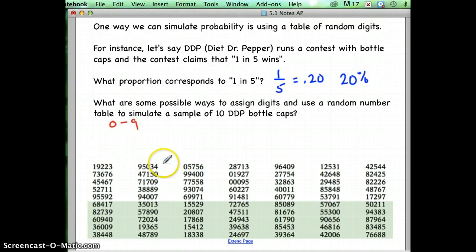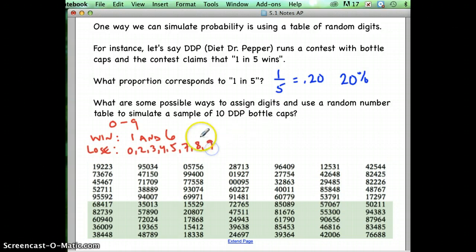With the simulation thing, it's easier to include zero because zero pops up a lot. So if I go zero to nine, let's say my winners are still one and six. Again, you could pick any two numbers from zero to nine and have those be your winners. And lose would then be zero, two, three, four, five, seven, eight, nine. Okay, do I have 10 numbers? 10 numbers, and two out of the 10 are winners. That corresponds to one-fifth.